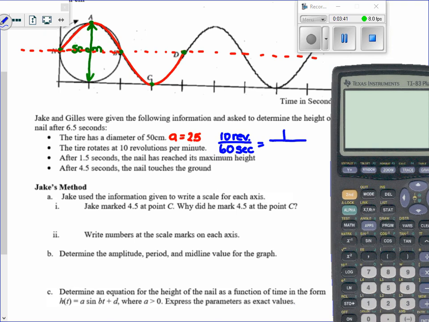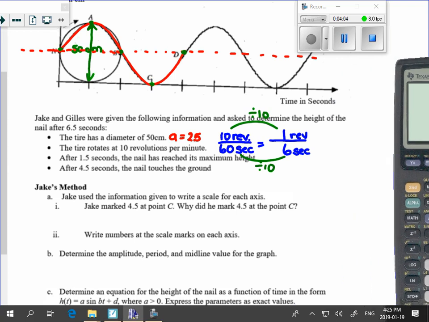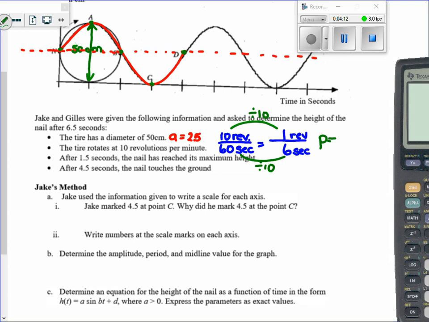well, what did we have to do on the top? To get from 10 to 1, we had to divide by 10. So on the bottom, you're going to do the same thing, divide by 10. 60 divided by 10 is 6. Okay, so it does one revolution every 6 seconds. Okay, 10 revolutions in 60 seconds. Makes sense, right? Okay, so that gives us our period because one revolution of that tire all the way around is one period of the function. So that means our period is 6 seconds. It takes 6 seconds to do one complete revolution.